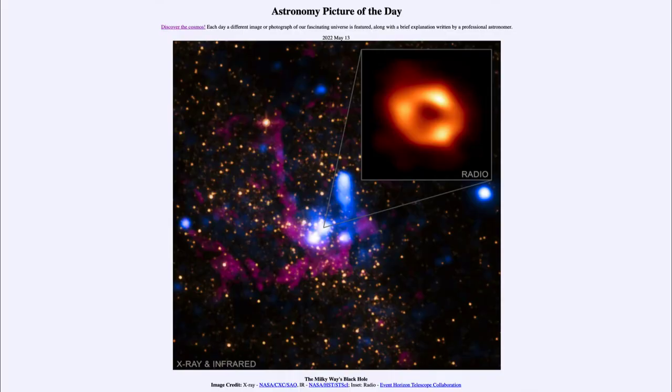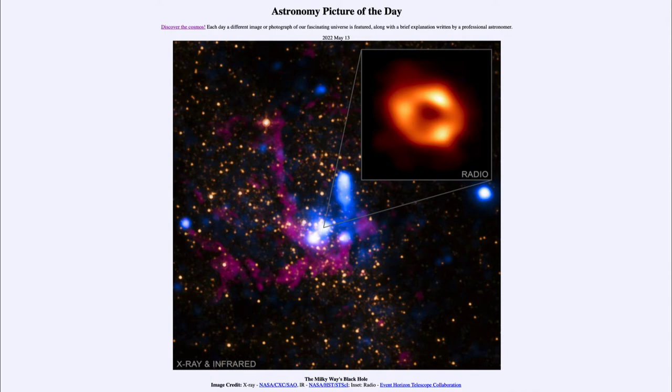One of the things that I like to do in each of my introductory astronomy classes is to begin the class with the astronomy picture of the day from the NASA website, that is apod.nasa.gov/apod. And today's picture for May 13th of 2022, well, it is titled The Milky Way's Black Hole.